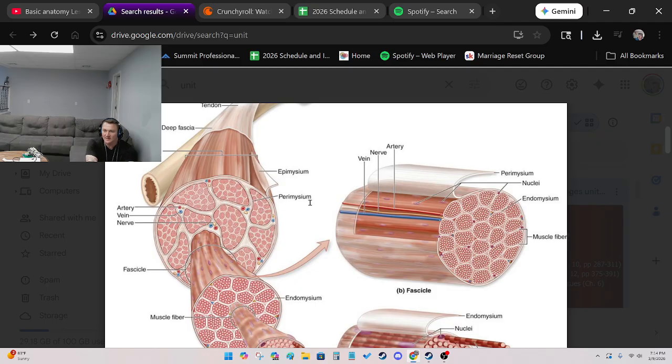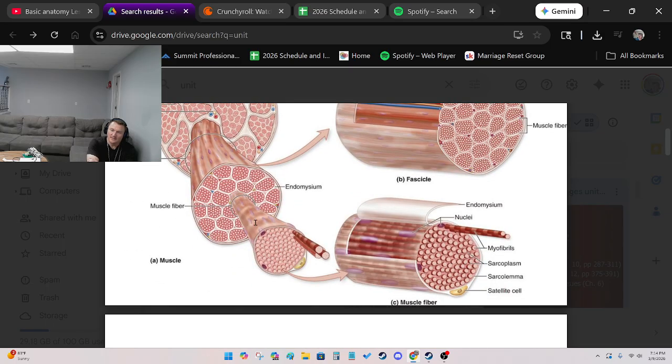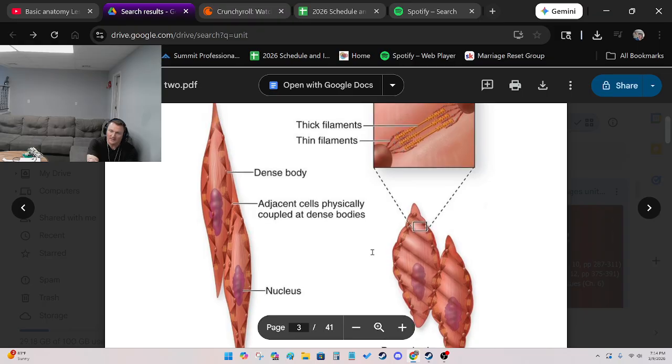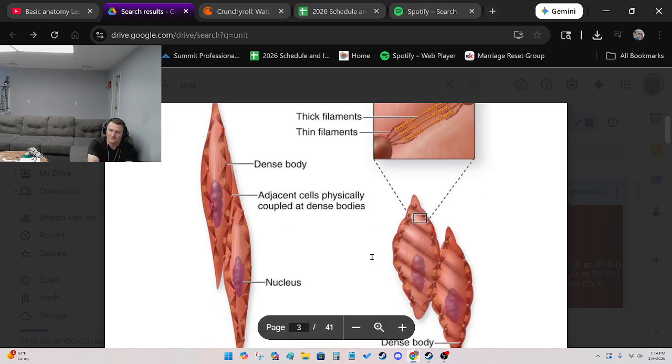There's that endomysium right there. Okay, this is skeletal muscle. This is the stuff that's on the rest of your body. It's totally different in shape and the way that it works than cardiac muscle. Cardiac muscle pulses throughout the entire muscle.